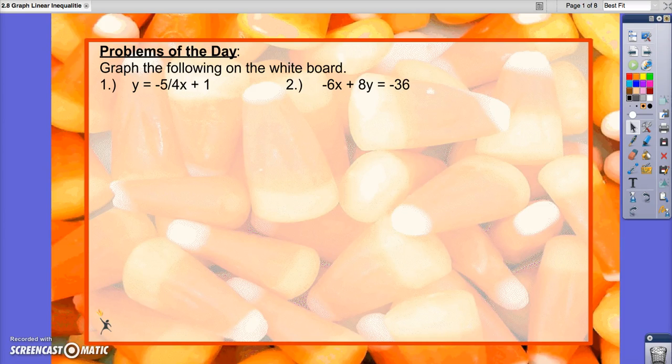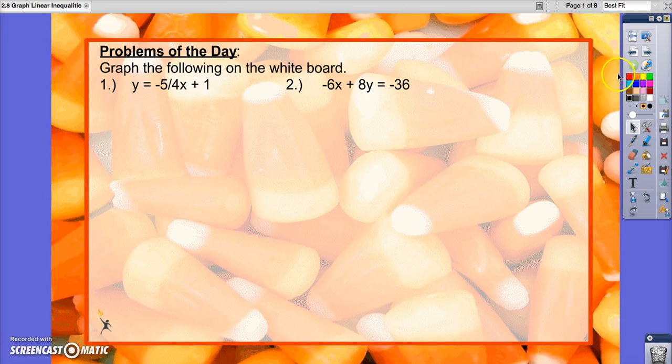Okay, so for today's lesson, before we move on, I have two problems of the day for you. It says graph the following on the whiteboard. I left that in the notes. Sometimes in class I've had people use the whiteboard. So right now, problem of the day is just to graph these. Make sure we're okay with graphing. All right, so you don't actually have to use it on the whiteboard.